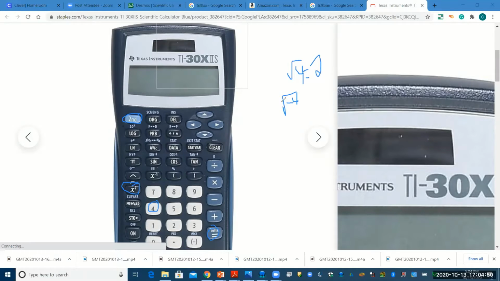If we wanted to do the square root of -4, first we would press second, then this sign, and then you would press -4 equals, and it should also give you an error symbol if you do it correctly. That's how you do square roots in all of the calculators.